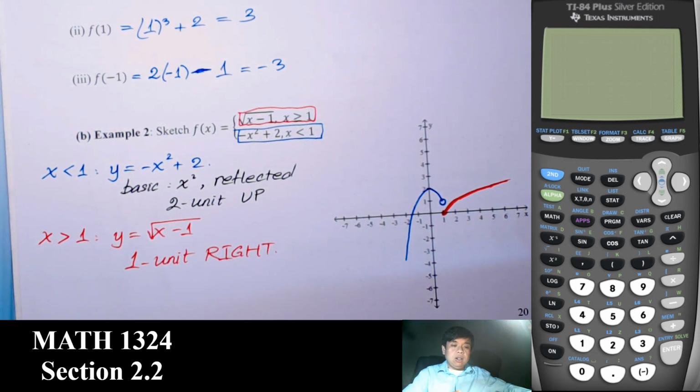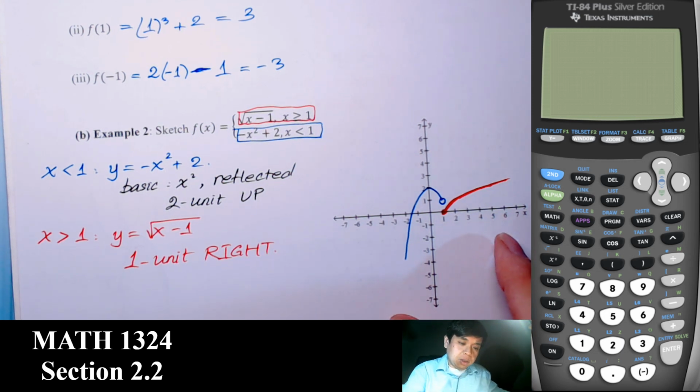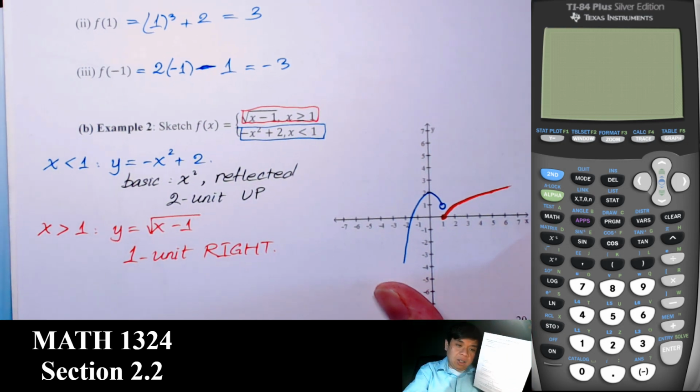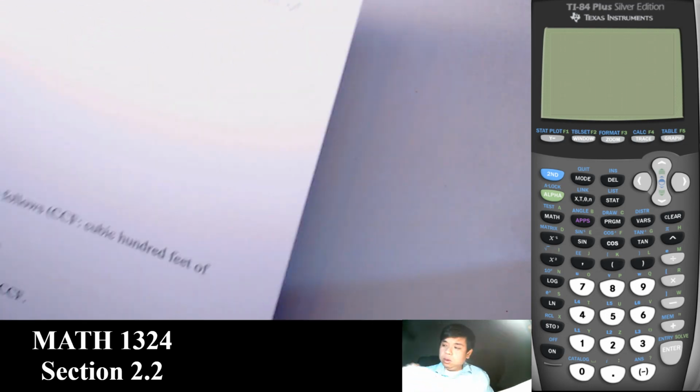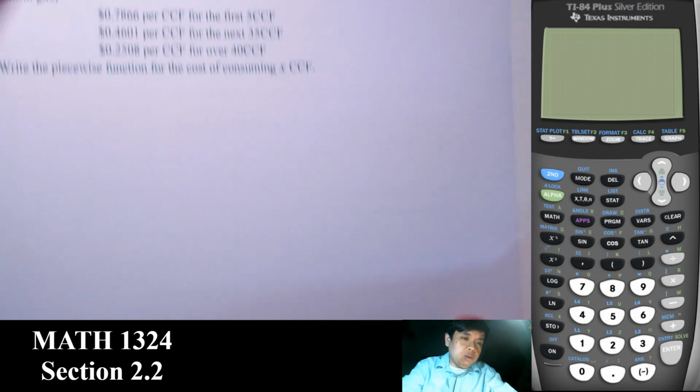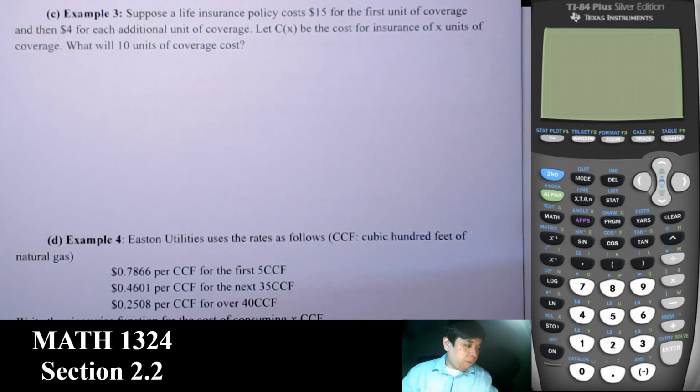So just have that 1 unit to the right, and then the other one, the parabola that opens down, and then reflected, and then 2 units up. Right, so that's the piecewise function.